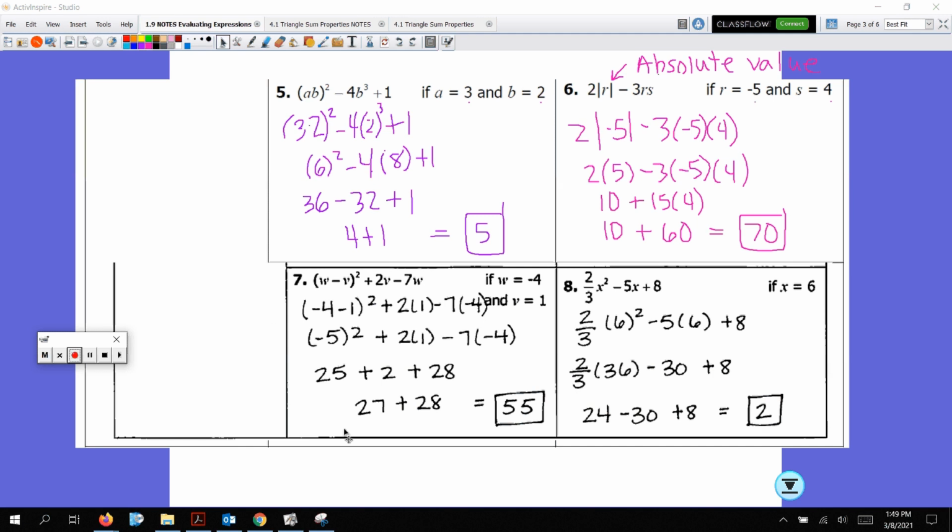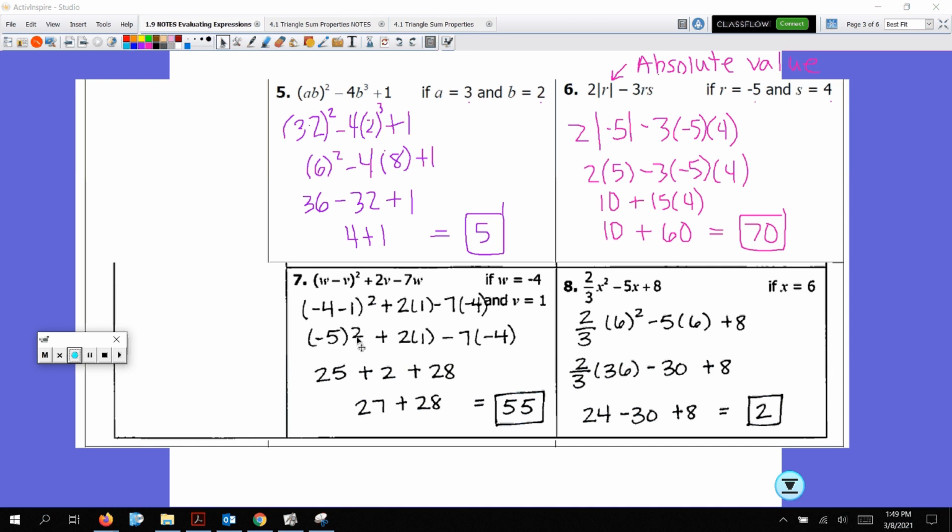All right, so for number 7, you should have got 55. Number 8 was 2. If you didn't get those answers, try to look at my steps, okay? First, I just replaced all the variables with the values, and I was sure to use parentheses, especially for this negative 4. And then when I replaced W with negative 4 and V with 1, it was negative 4 minus 1, which is negative 5. I use parentheses because I still need to raise it to the second power.